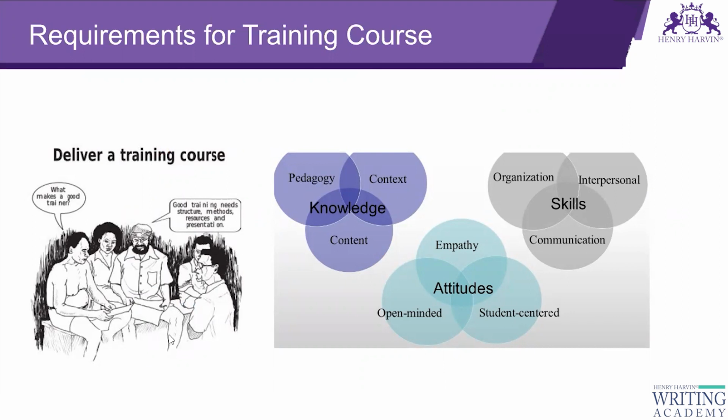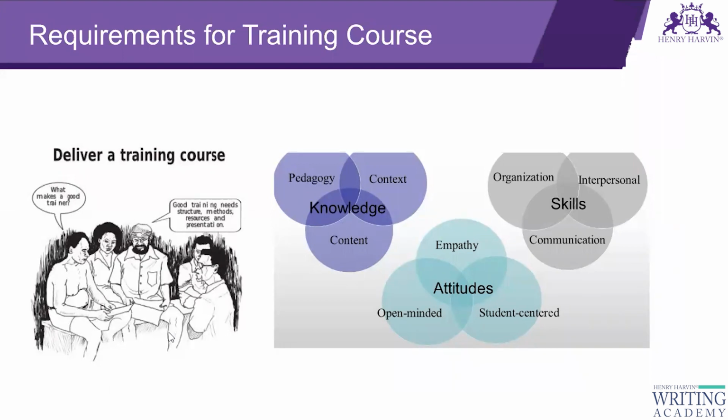Now, for the delivery of a training course, what are the people looking for? These are the things that are very much essential. One is knowledge, skills, and attitudes. Again, knowledge: pedagogy, context, content. Skills: organization, interpersonal, communication. Attitude: empathy, open-minded, and student-centered. Now, the training course that we are developing should include these aspects.